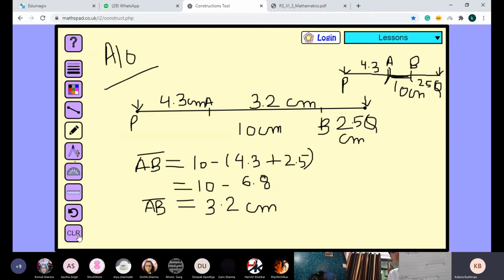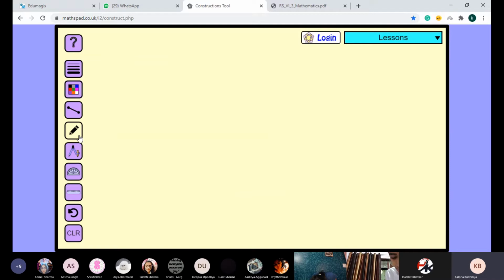Now let us move on to question number 11. In the end, I am going to see your solution. Okay. Now question number 11. Let us read it. Given two line segments AB and CD of length 7.5 centimeters and 4.6 centimeter. Construct a line segment PQ of length equal to the sum of the lengths of AB and CD.